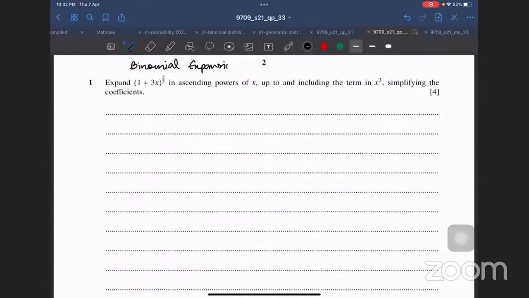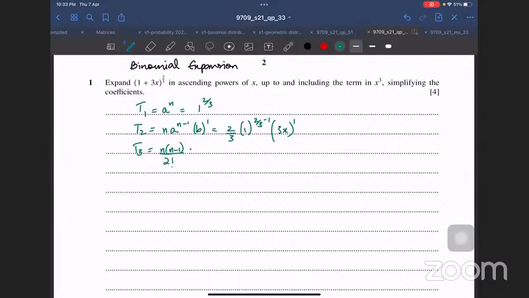Okay, there are various ways of doing binomial expansion. This is the way that I teach it. The first term is a^n, so 1 power 2/3. Term number 2 is n, a^(n-1), b^1. So I get 2/3, 1 power (2/3 minus 1), and 3x power 1. Term number 3 is n(n-1) over 2 factorial, a^(n-2), b^2.